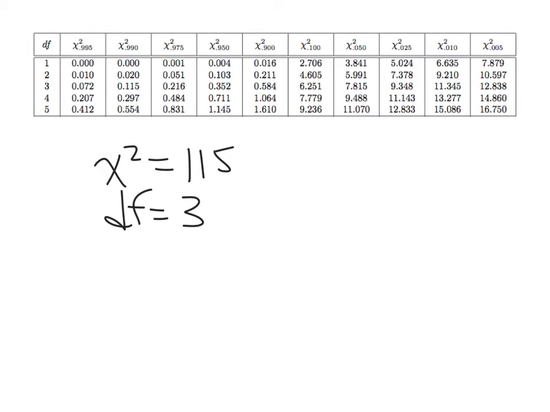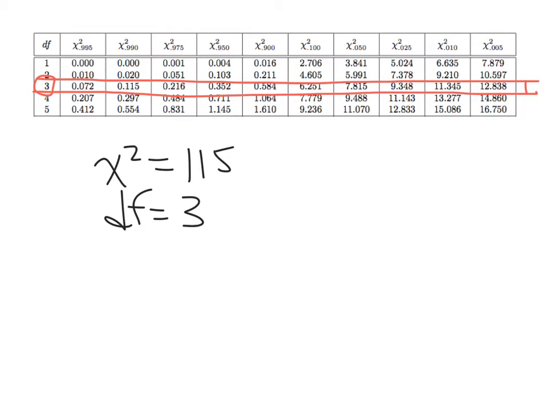Here's the chi-square table. What's the p-value that goes along with that combination of values? 115 is the chi-square value, and the degrees of freedom is 3. Well, let's see. The first part's easy. We focus our attention on the row in the table where the degrees of freedom is equal to 3. What are the numbers that are boxed in red in this row of the table? Are those p-values, or are those chi-square values? Those are the chi-square values.